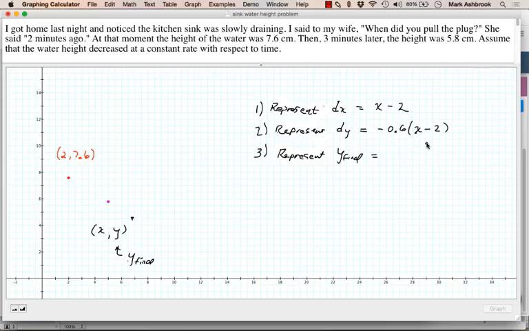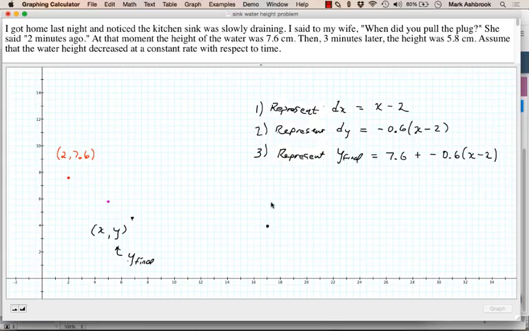Let's see. So y final is the same one that you were asking about in the quiz too. To get a final value of a quantity, it's the initial, plus the change in y, which is the negative 0.6 times the change in x. And it should make sense. Initial value of a quantity plus its change gives you the final value.